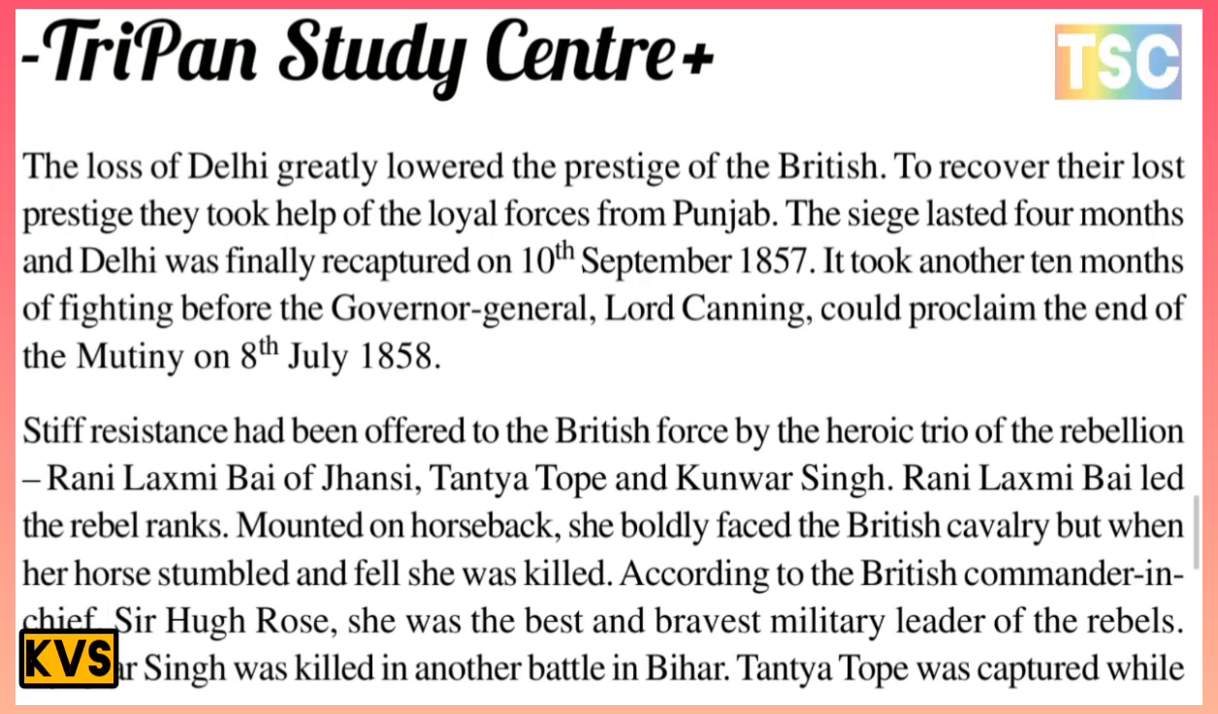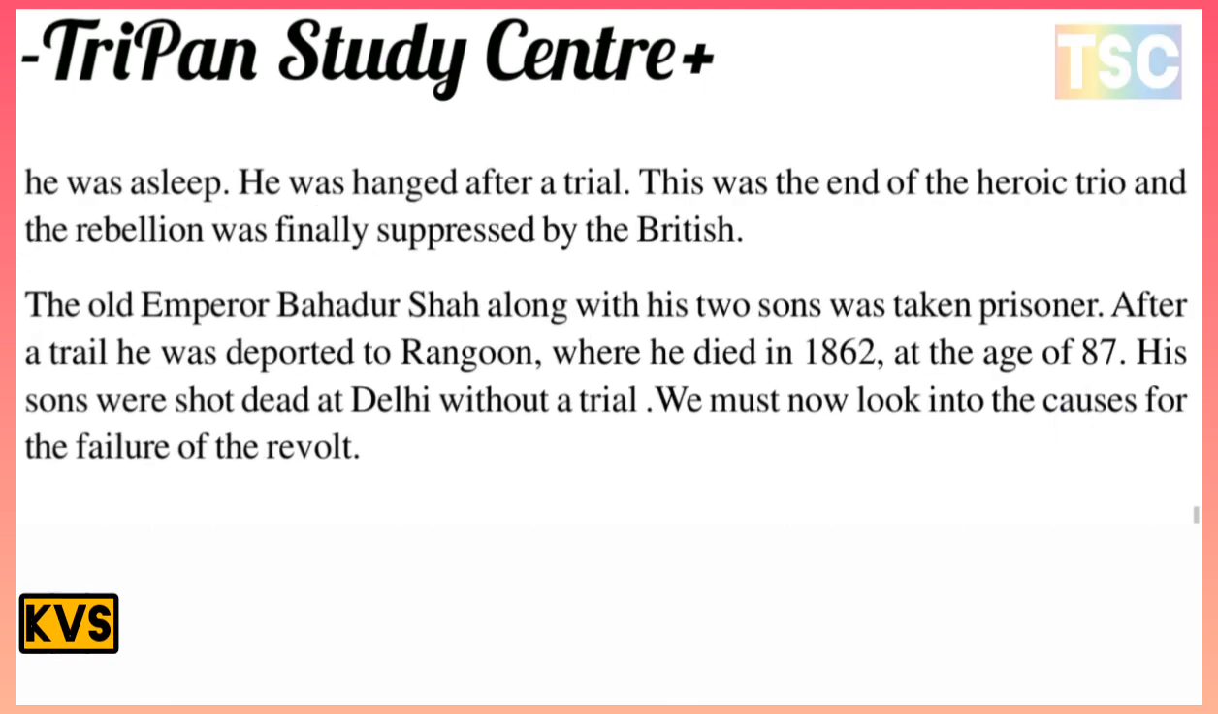A steep resistance was offered to the British forces by the heroic leaders of the rebellion: Rani Lakshmi Bai of Jhansi, Tatya Tope and Kunwar Singh. Rani Lakshmi Bai led the rebel ranks. Mounted on horseback, she boldly faced the British cavalry, but her horse stumbled in the field and she was killed. According to the British commander in chief Sir Hugh Rose, she was the best and bravest military leader of the rebels. Kunwar Singh was killed in another battle in Bihar. Tatya Tope was captured and hanged after a trial. This was the end of the heroic trio, and the rebellion was finally suppressed by the British.